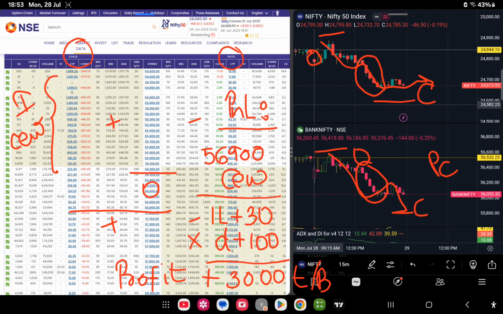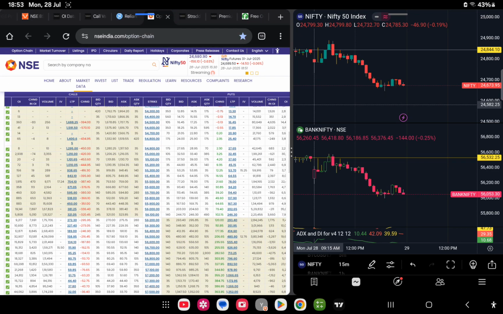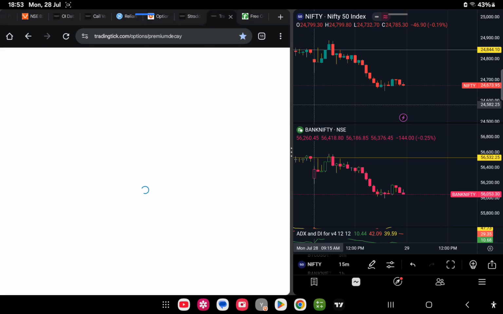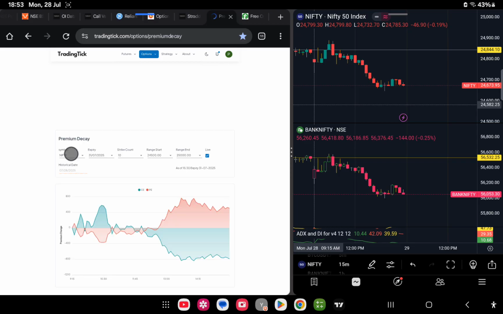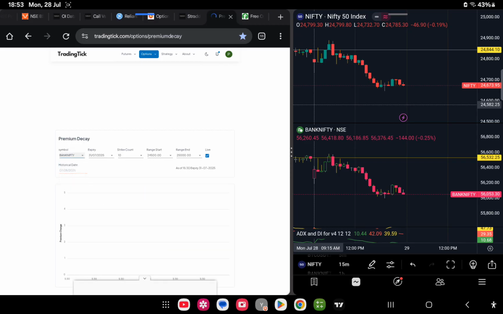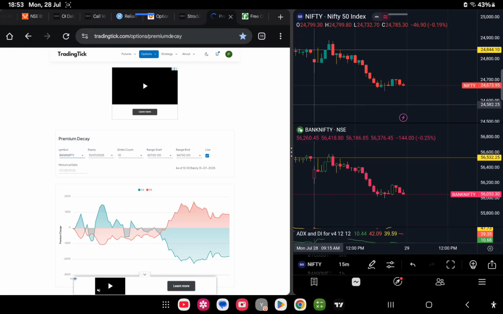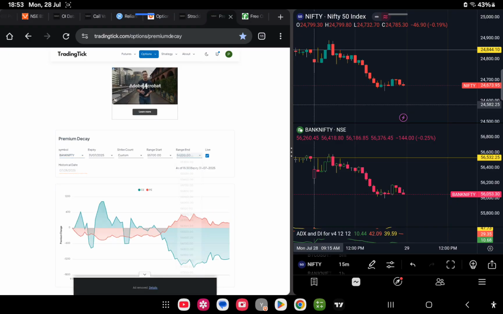So that's it guys, we'll move on. Now we'll move to the premium. So we'll take the step counts in the premium and we'll try to analyze. First I'm taking Bank Nifty. Open is 56,200. Let's take 56,200 on both sides.